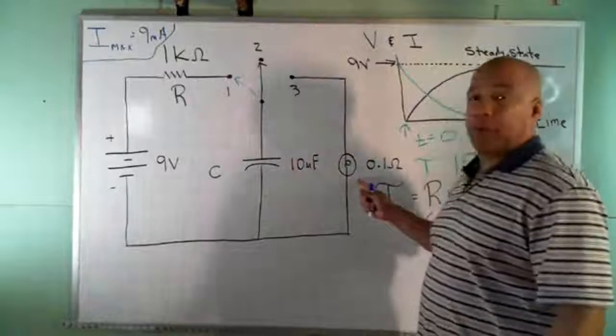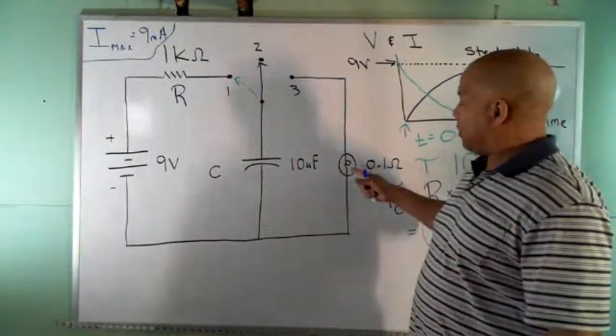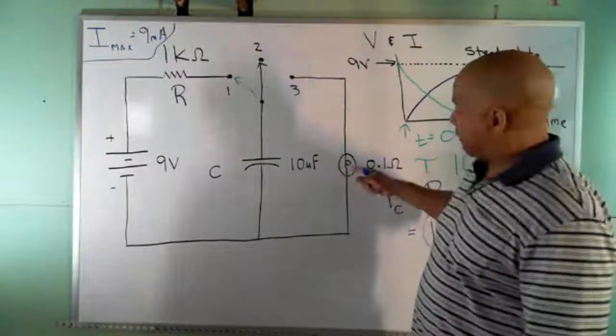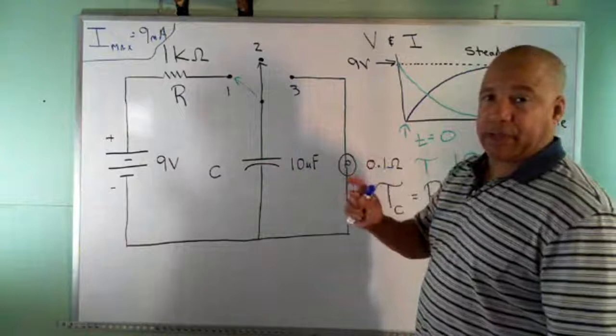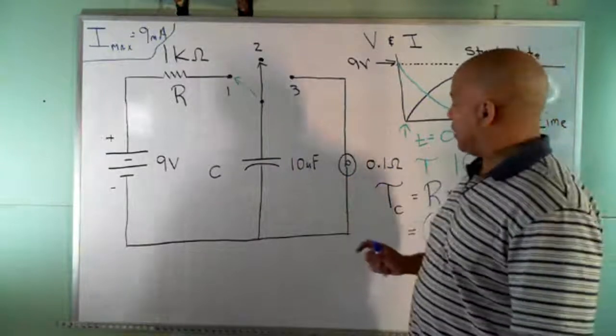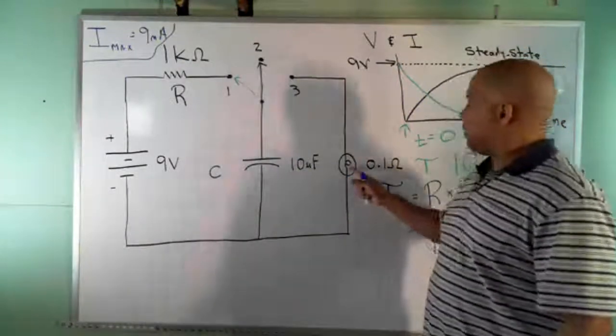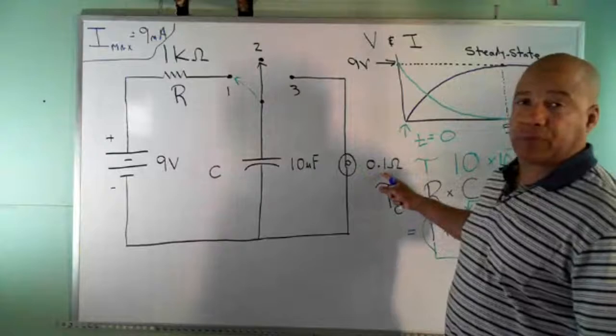Notice I have a light bulb here. An incandescent light bulb has a filament in it, just a little piece of wire that heats up when you pass current through it. And the resistance of that wire is 0.1 ohms.